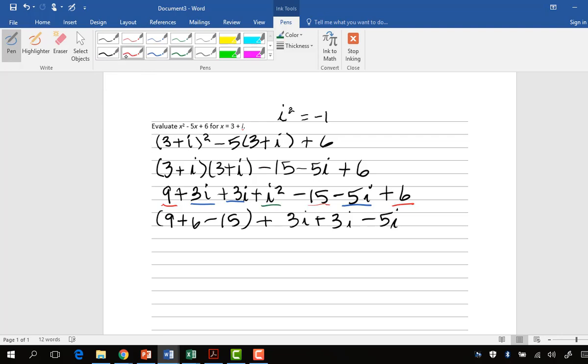And we know that i squared is actually a -1, but for now, I'm going to just write that as plus i squared. So 9 plus 6 is 15, minus 15 is 0. 3i plus 3i is 6i, minus 5i is i, or 1i. So I'm going to just write that as i. So I'm left with i plus i squared. 0 plus i squared is i plus a -1, since i squared equals -1.